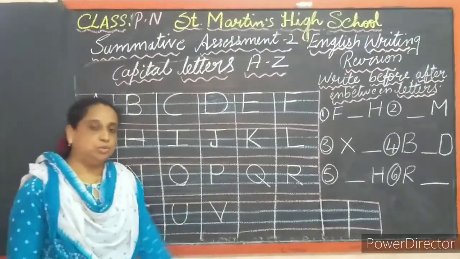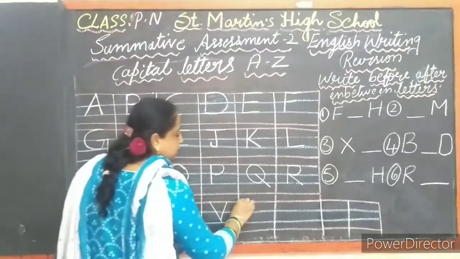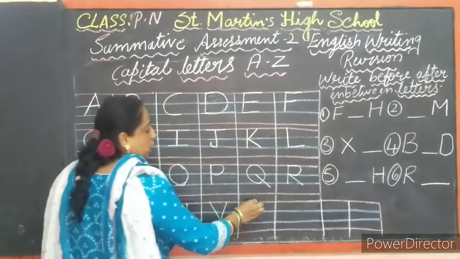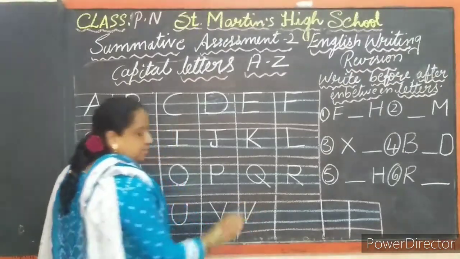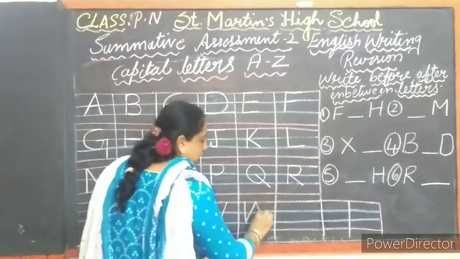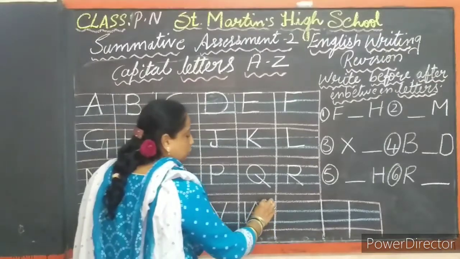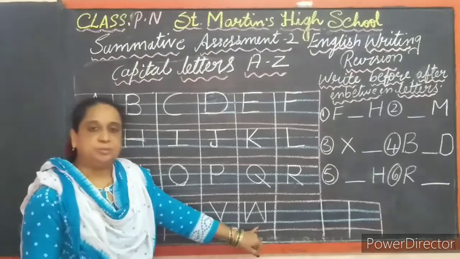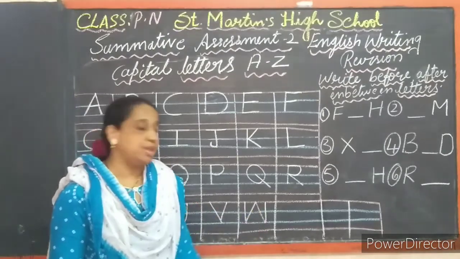Next, W. For W, draw one standing line from the top red line to the second blue line. Then one right slanting line, joining to that one left slanting line, and one more standing line makes letter W. After W, the letter comes X.